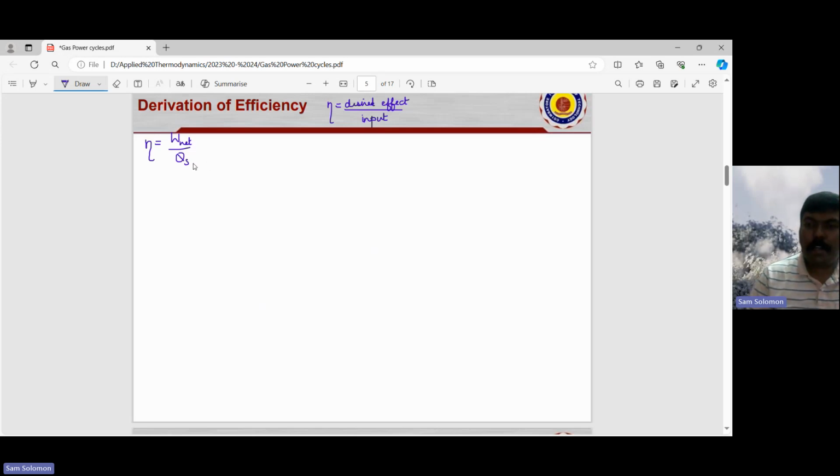Okay, so now how do I write this? If I look at W net, there is going to be the work done by the turbine minus the work input that is given to the compressor. This is going to give me the W net. The expansion is going to happen in the turbine, and so I'm going to write the equation for WT in terms of m Cp times the process 3-4. So this is going to be T3 minus T4.